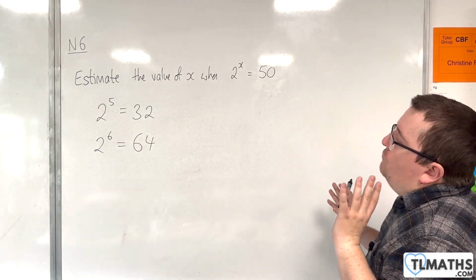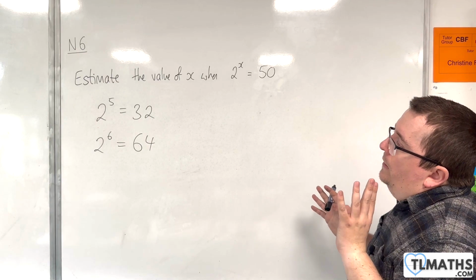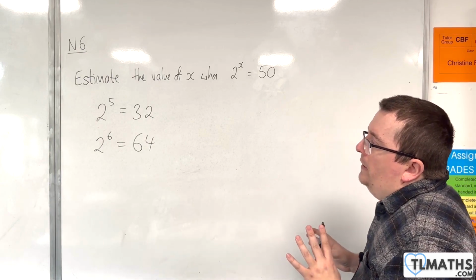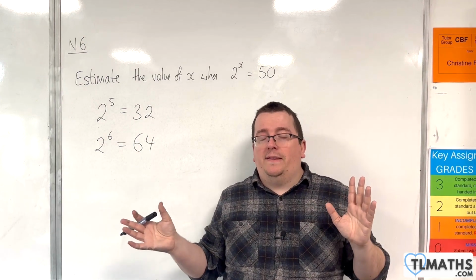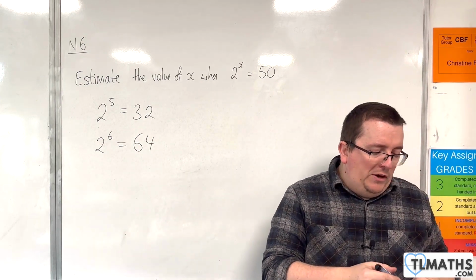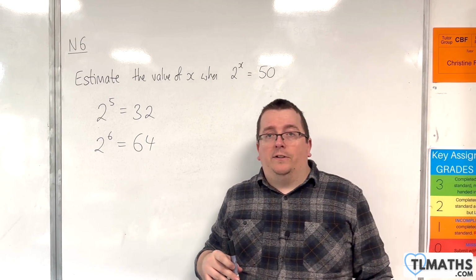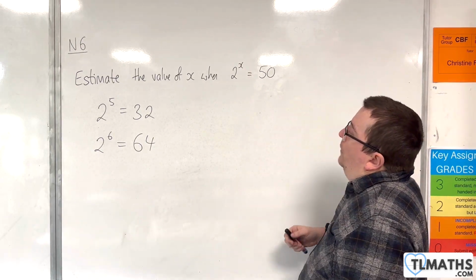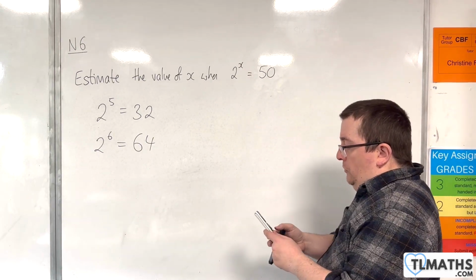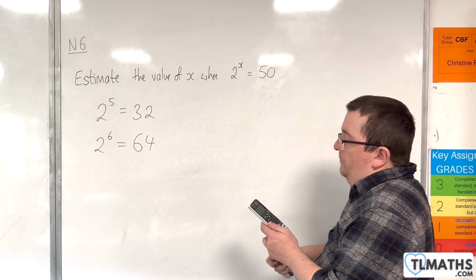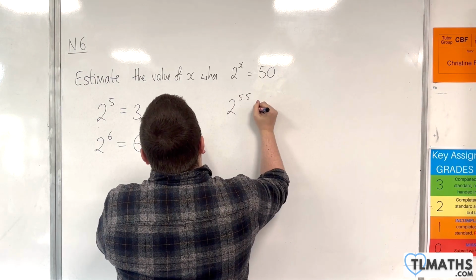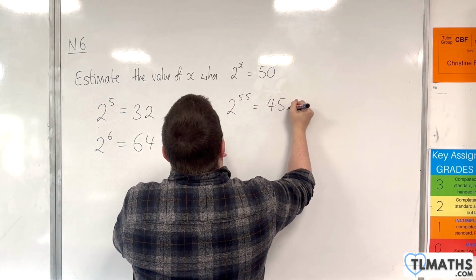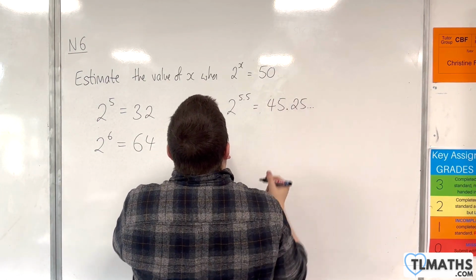Now you might be thinking, right, is it 5.5? Is it 5.6? By hand, very difficult to figure that out. So, this is where we're going to go to the calculator. So, 2 to the power of 5.5 might be our initial guess. That's 45.25, etc.